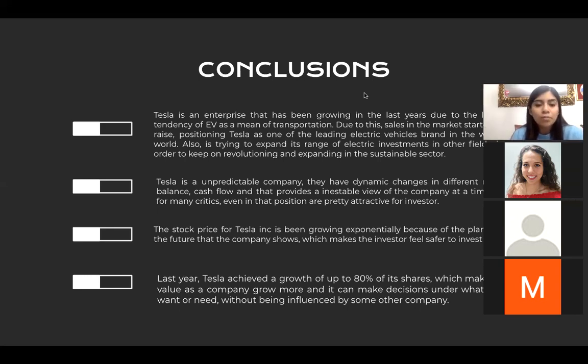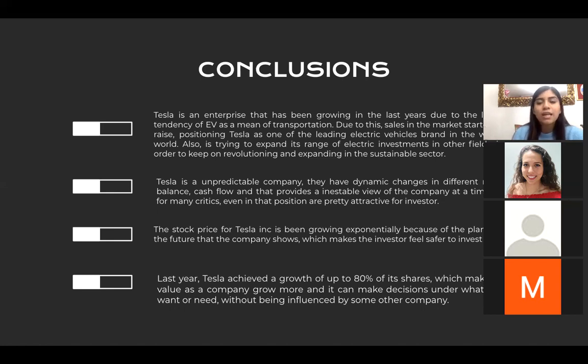Tesla is an unpredictable company. They have dynamic changes in different ratios and cash flow balance, and that provides an unstable view of the company at times. But for many critics, even in that position it is pretty attractive for investors. The stock price for Tesla has been growing exponentially because of the plans for the future that the company shows, and that makes the investor feel safer to invest in it.